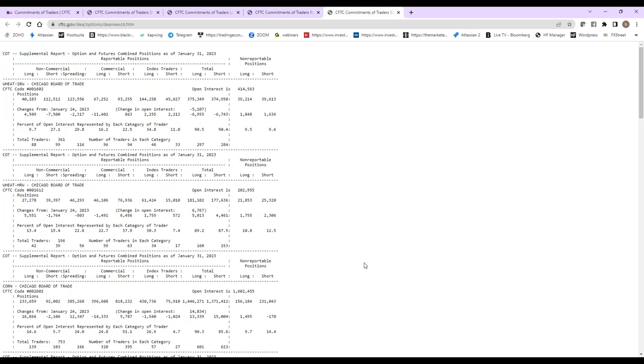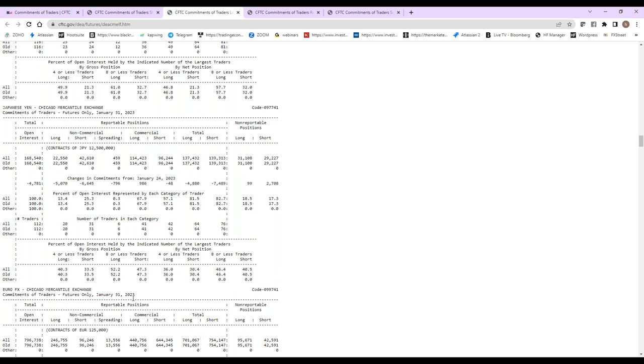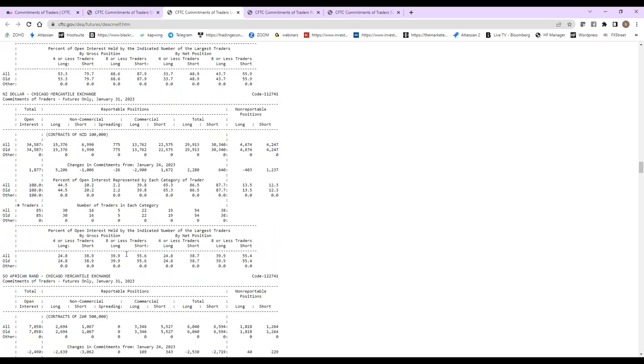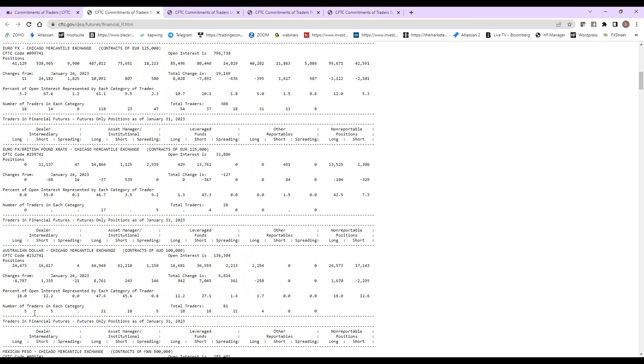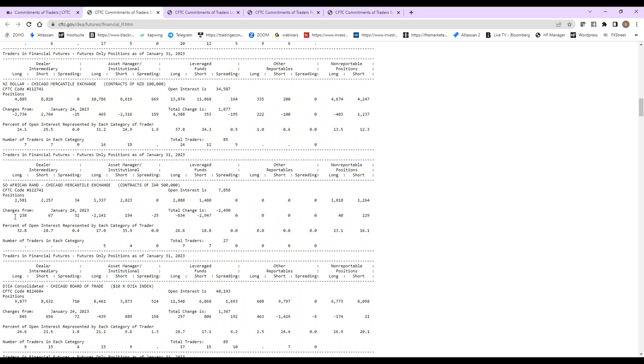Let me check the disaggregated one. New Zealand disaggregated, so non-commercial, commercial as of the 31st. Changes in the dealers, long, short, leverage, percentage. So the majority of the market participants are actually over here.